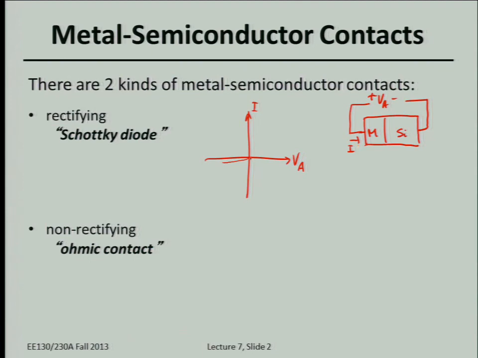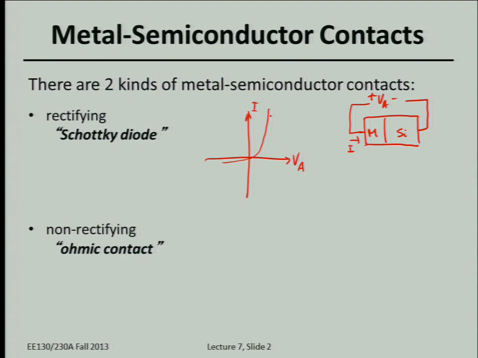And only if the applied bias is positive, that is, more positive voltage on a metal compared to the semiconductor, a significant amount of current can flow, exponentially increasing. So this is an example of a rectifying IV, current versus voltage, characteristic. And this kind of metal semiconductor contact is usually called a Schottky contact or a Schottky diode. Diode means it's like two terminals, and it preferentially allows current to flow in one direction.